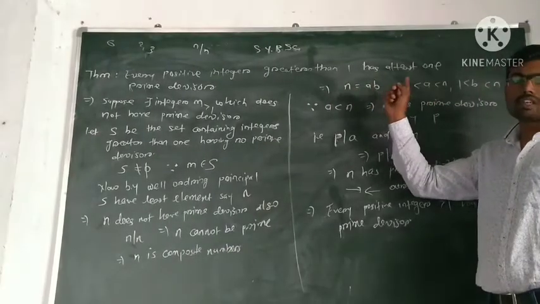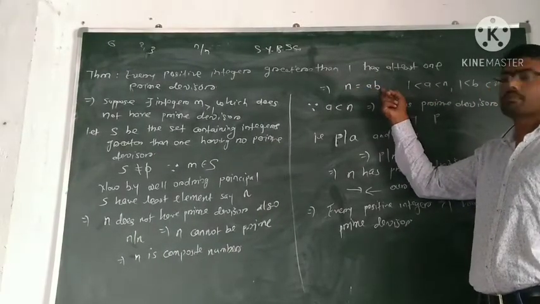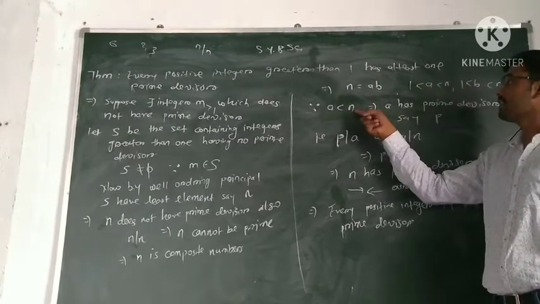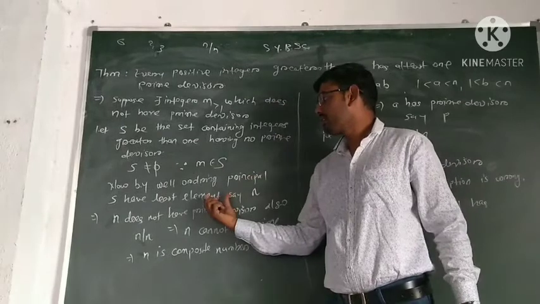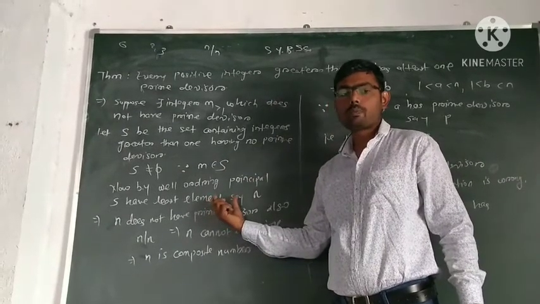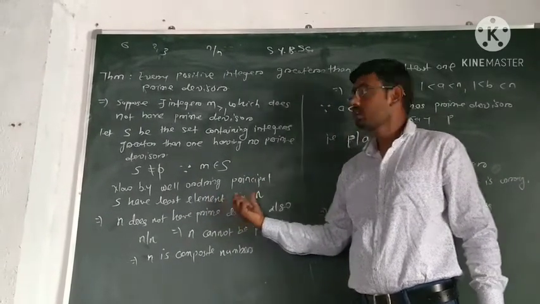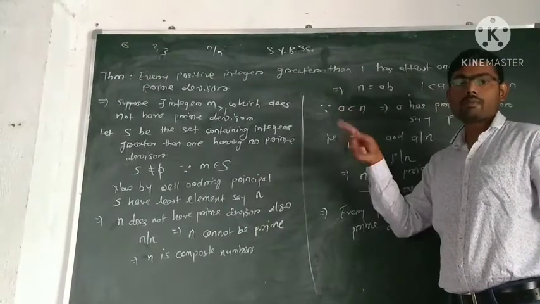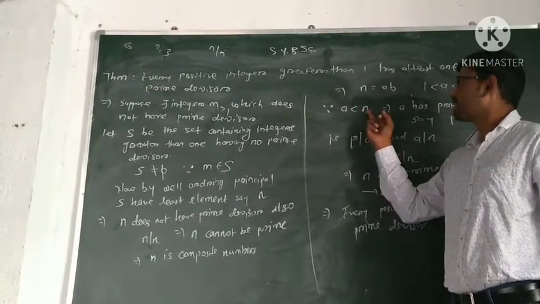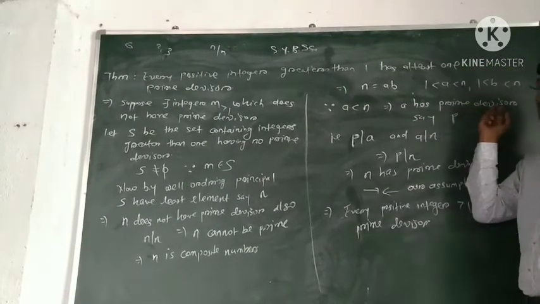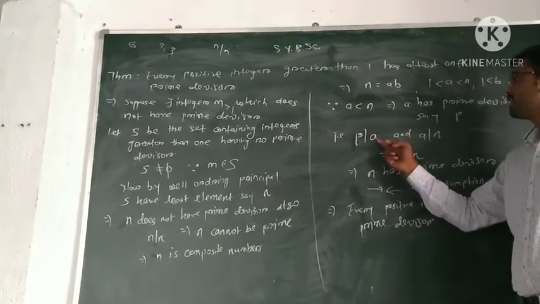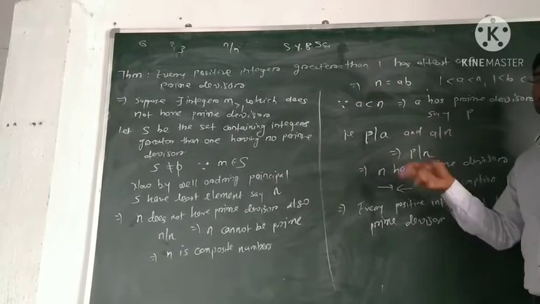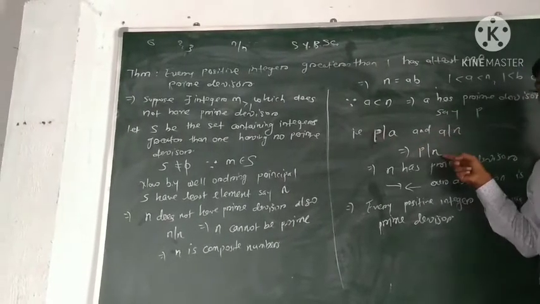And since n is a composite number, we can write n as a product of a and b, where a and b are less than n. Now a is less than n, and n is the smallest integer having no prime divisor, so any element less than n must have a prime divisor. a is less than n, so a must have a prime divisor, say p. So p divides a. From this a divides n. So p divides a divides n, and by divisibility, p also divides n.